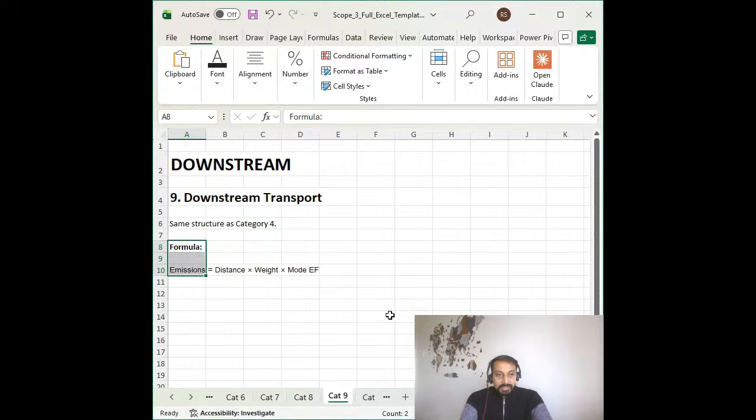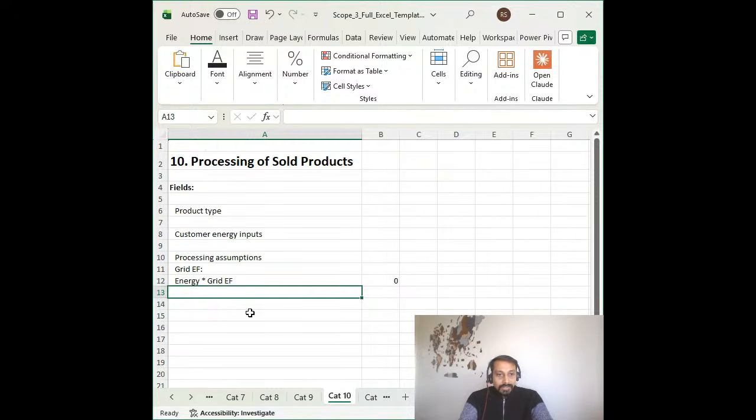For category 9, it's the same structure as category 4. You can see the formula: emission is distance, weight, and the mode of emissions factor, because it's downstream transportation. So it's very easy to categorize, as for category 4. Then category 10, the processing of sold products. So the product type, customer energy input, processing assumptions. Here for category 10, it's very easy to understand that the customer uses electricity to process a sold chemical.